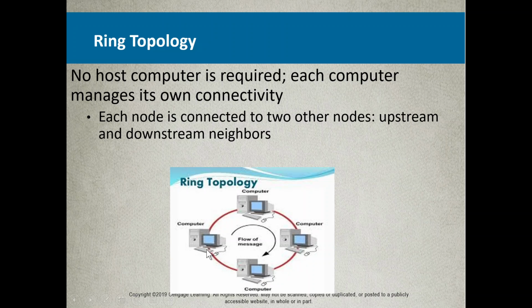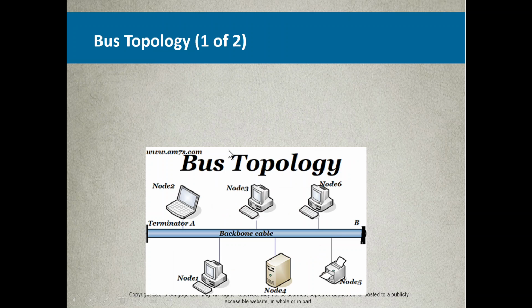So a ring, they call it a token ring topology, where a token keeps circulating around at the speed of electricity, picking up data packages and delivering to the computer that it needs. Basically that's how it works. And it flows in one direction. All right, the next one is a bus topology.